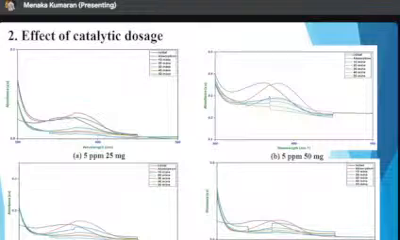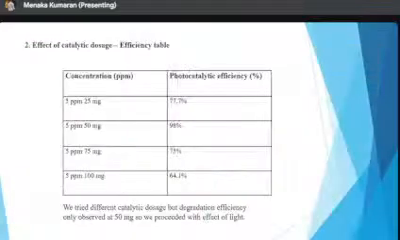Effect of catalytic dosage. This is the efficiency table. This table shows the effect of different catalytic dosages on the photocatalytic degradation efficiency at a fixed analyte concentration of 5 ppm. Increasing the catalytic dosage to 50 mg significantly improved the efficiency to 98%. This is because the number of active sites increased, so the interaction was efficient. We tried different catalytic dosages, but degradation efficiency was only observed at 50 mg. So we proceeded with the effect of light.